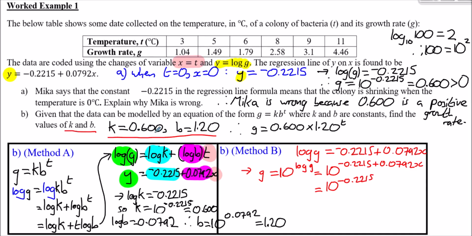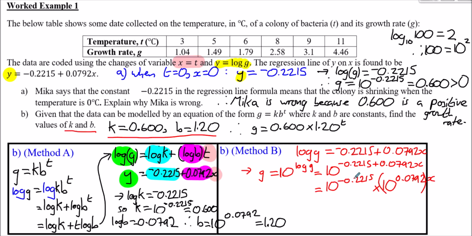Then using the laws of indices from GCSE, 10 to the power of a plus b is the same as 10 to the power of a multiplied by 10 to the power of the other thing. So it's going to be multiplied by 10 to the power of 0.0792x. But I'm going to partition this into just 10 to the power of something multiplied by that thing to the power of x, using the power idea from GCSE.